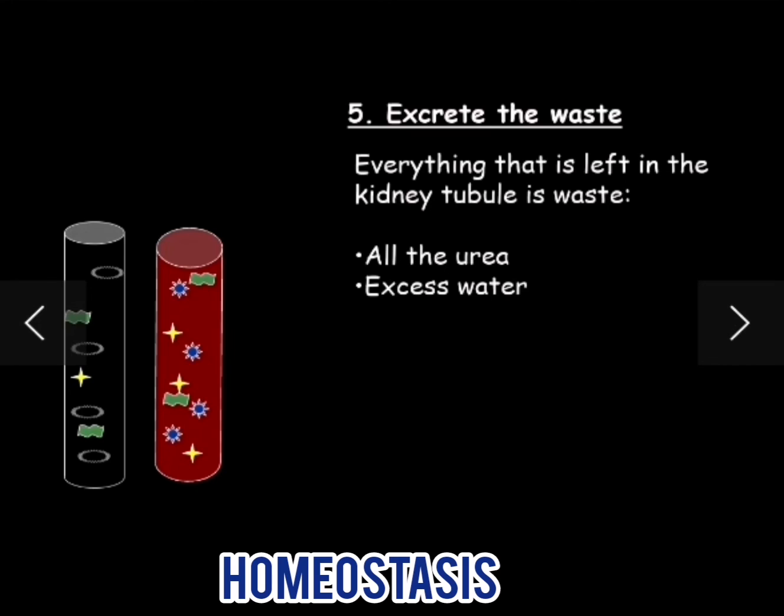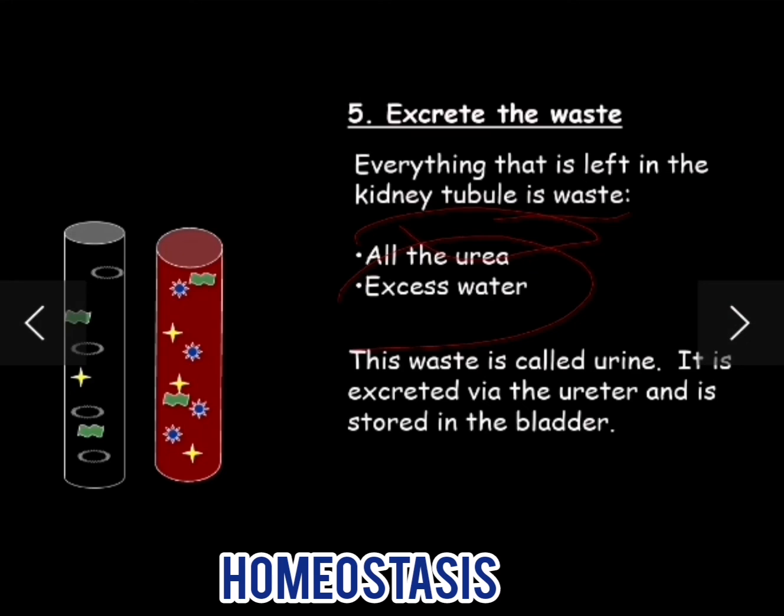And excrete waste. Everything that is left in the kidney tubule is waste: all the urea and the excess water. This waste of urea and excess water is called urine. It's excreted via the ureter and is stored in the bladder.